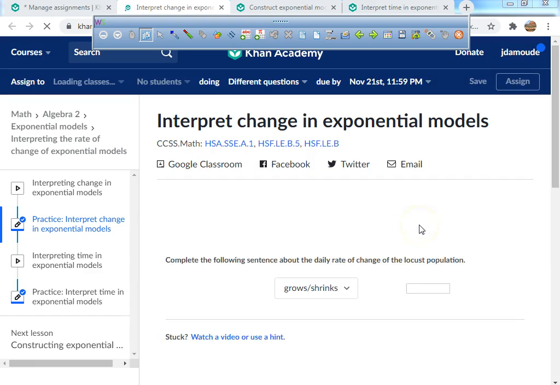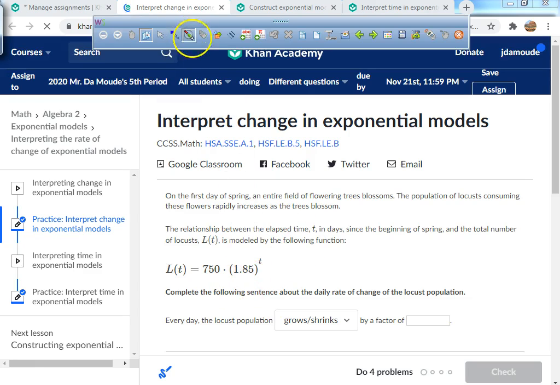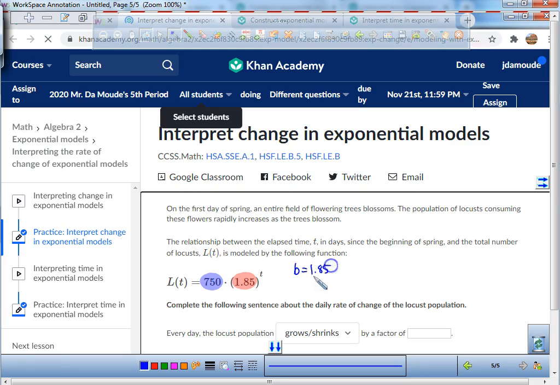Okay, so right here we have something that's growing, and how do we know that it's growing? Because this number is greater than 1. Just remember, when you're interpreting things, this right here is your a value, that's your b value. We can clearly see that the b value is equal to 1.85. If you multiply anything by 1.85, it's going to be growing, okay? And that literally is the factor that you're going to be using.